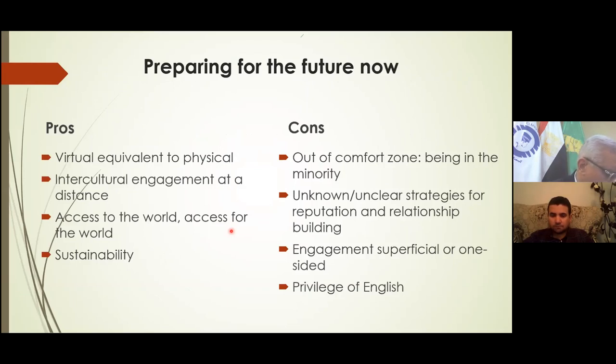So how do we prepare for the future now? We are thinking about what pros and cons we have. We can say we have several pros, like a virtual environment equivalent to physical. Today, all of us see and even work with hybrid educational and sometimes fully virtual courses, virtual conferences, and so on. So virtual has become equivalent to physical. We have intercultural engagement at a distance. We can have this now, everyone in his office, in his place, in his country, and we have very good communication. Access to the world: today you can access any data you need. Also, if you have anything useful, it can be accessed by the world.